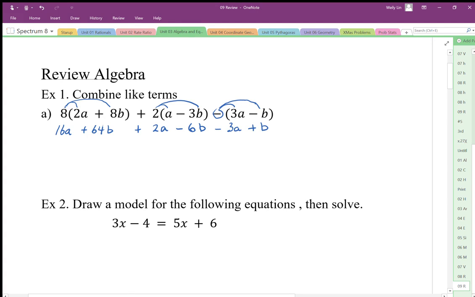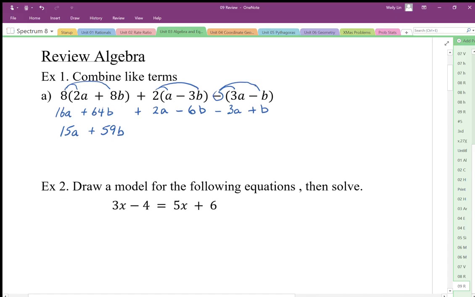Okay, so when I combine my like terms, I have 16 A's minus 3 A's. That's going to give me 15 A's. So I add 64 plus 6 B's, minus 6 B's is 58. Plus 1 B gives me 59 B. So that's it. I can't combine the A's and B's because we cannot count them the same. Adding is counting, and we count A's separately from B's.